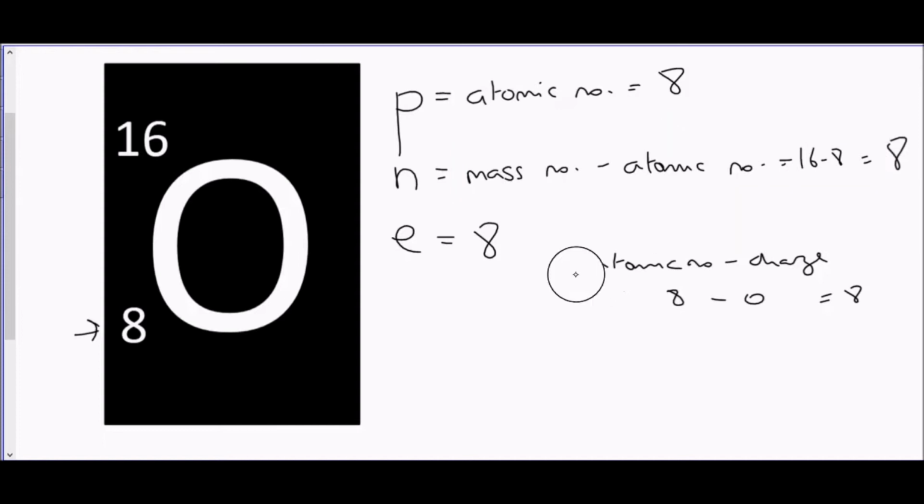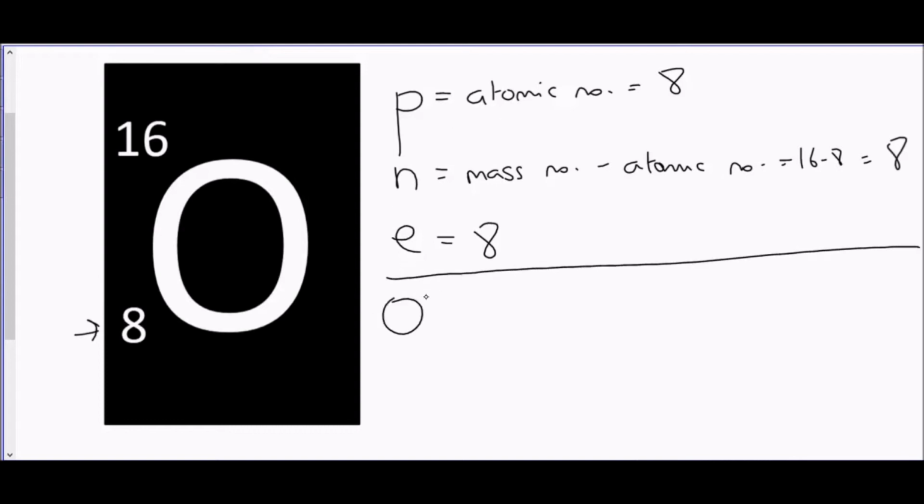Carrying on, sticking with oxygen. Oxygen is in group 6, which means that it likes to make 2 minus ions, like so. What I want you to do now is, again, to work out protons, neutrons and electrons in O2 minus. Pause the video whilst you do that now.